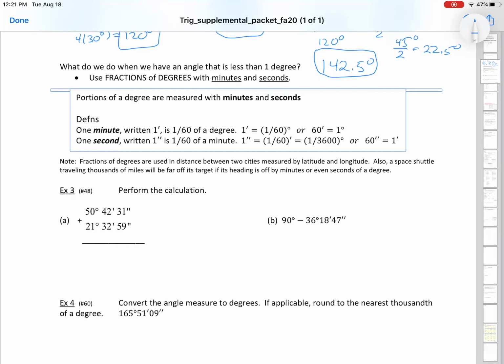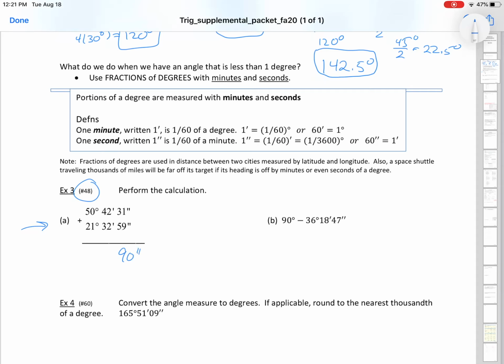So here we are, and we have this degree, minute, seconds. And what we need to remember is 60 seconds makes a minute, and 60 minutes makes a degree. Well, what we're going to do first is just add 31 and 59. So I'm looking here at example 3. It's related to problem number 48 in the book. And we're going to look at 31 plus 59. If we look at 31 plus 59, we are going to get 90 seconds.